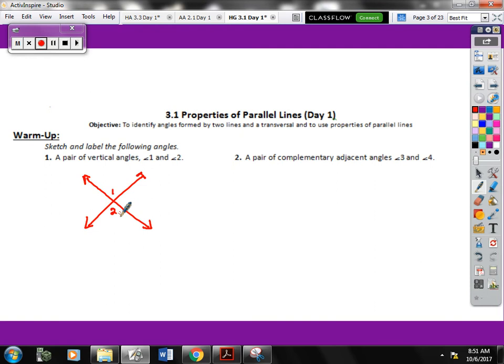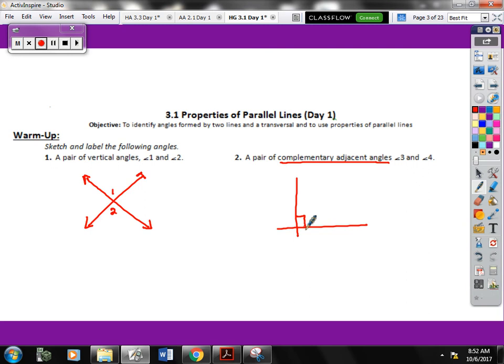What would a pair of complementary adjacent angles look like? Complementary adjacent angles 3 and 4. What does it mean to be complementary and adjacent? Complementary means sums to 90. Adjacent means next to each other. So we're going to draw a 90-degree angle.